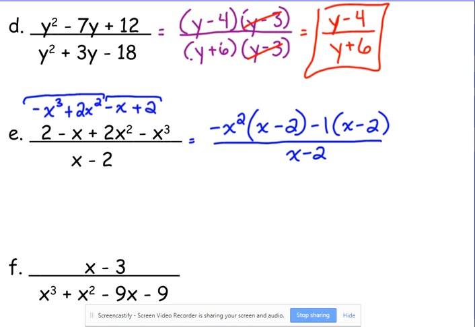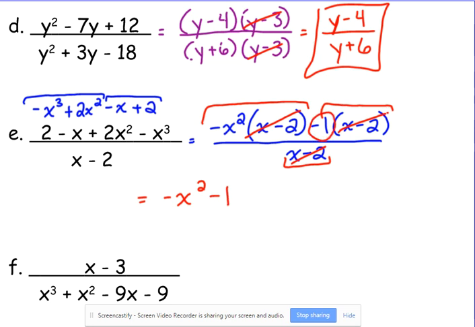Now, we can look at this a couple of different ways. You can go ahead and continue with your grouping, or technically we can cancel right now. Here's a term, and here's your term. Do they all have something in common? Yeah, they all have that x minus 2. Now, just be careful with this, that you don't lose that minus 1 right there. Don't lose that minus 1, because you've got to hold that place.